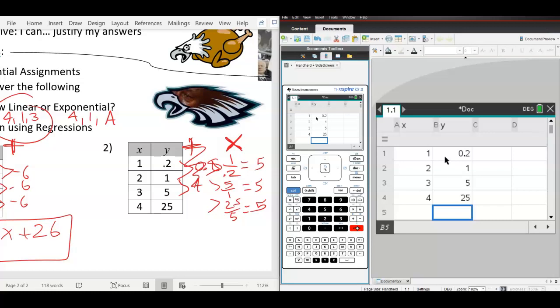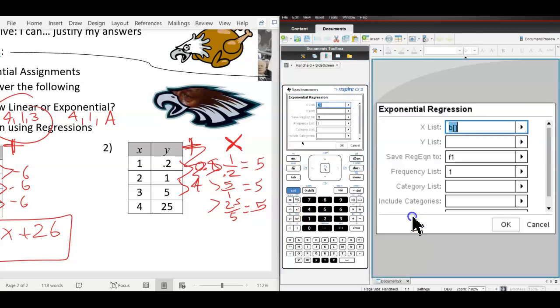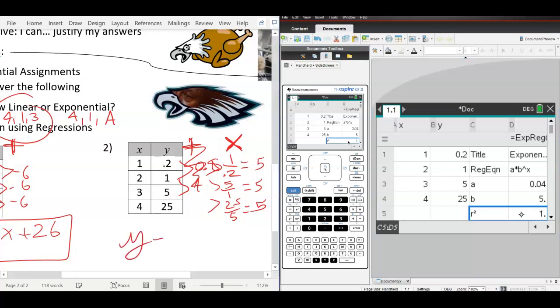Since we know it's multiplying by 5 each time, it's exponential, so I'm going to do menu 4, 1, a for exponential. X must be x and y must be y. I have an equation of a times b to the power of x, and I have an a and a b. R squared is 1. Is that good? Okay, so let's write our equation. Y equals a times b to the x. What's a? And then parentheses to the power of x. Okay, good.